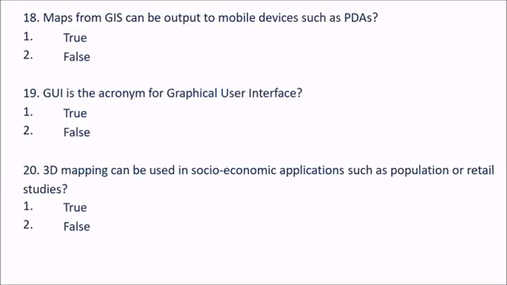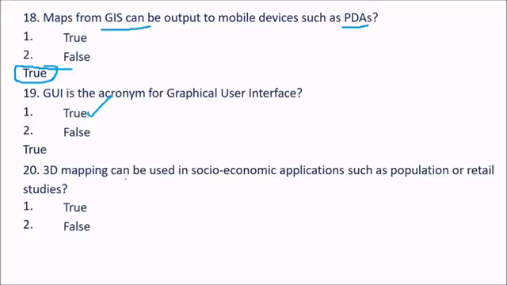So this is true. Maps from the GIS can be output to mobile devices such as PDA, Personal Digital Assistant. Is it true or false? This is true. Easy to do that. Next, GUI is the acronym for Graphical User Interface. Is it true or false? True. The answer is true.